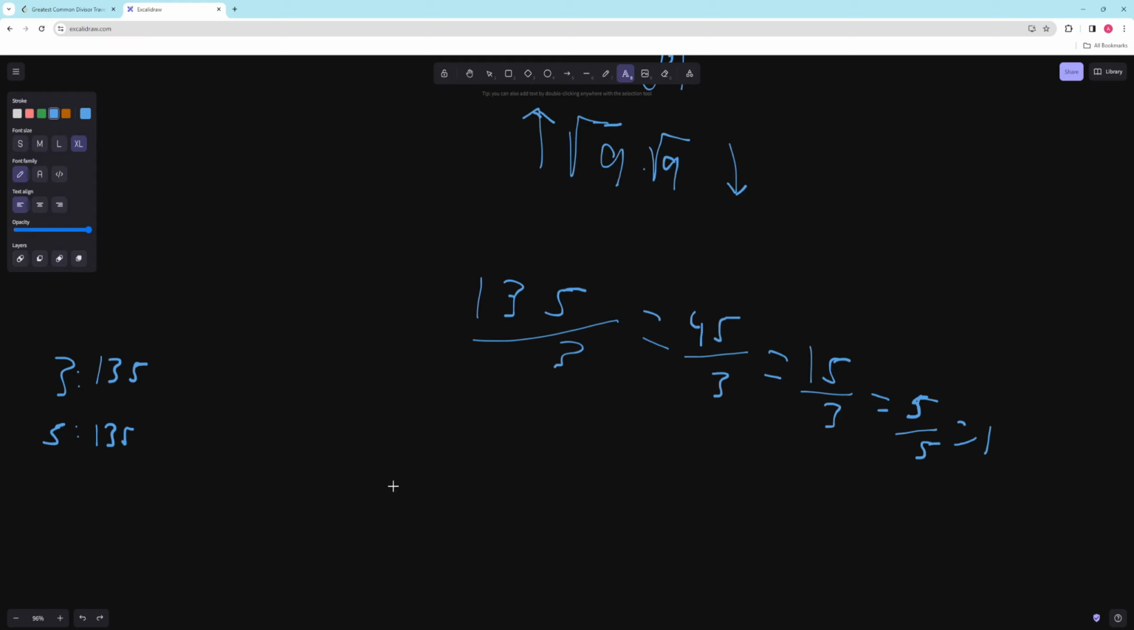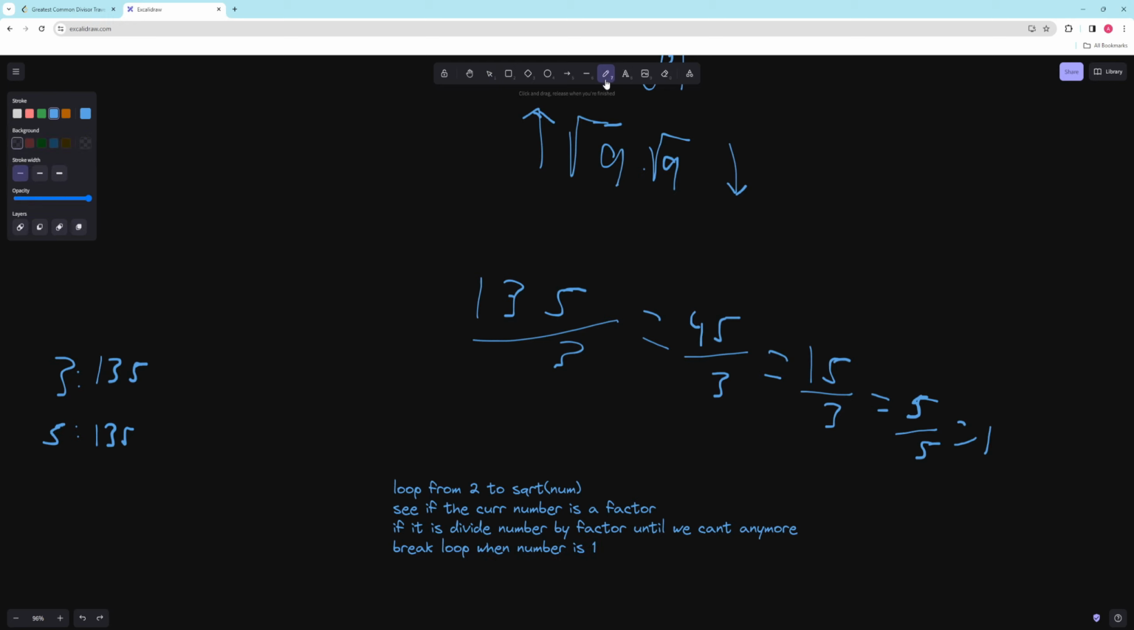So essentially, the code is something like: loop from 2 to the square root of the number. See if the current number is a factor. If it is, divide the number by the factor until we can't anymore. And break the loop when the number is 1. So that's kind of the idea, and you can do this for a bunch of numbers.